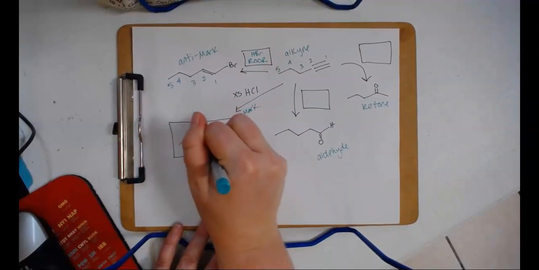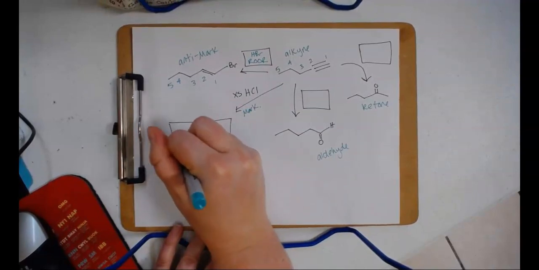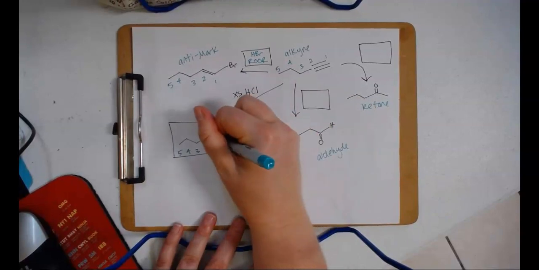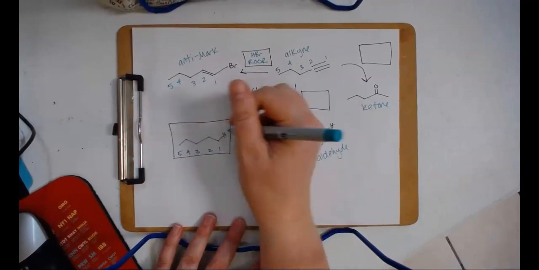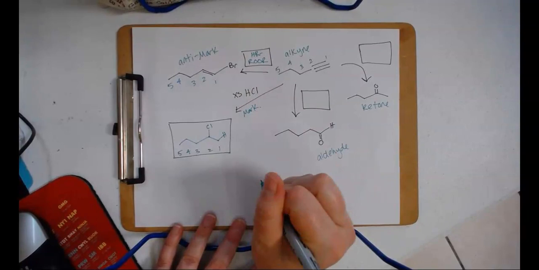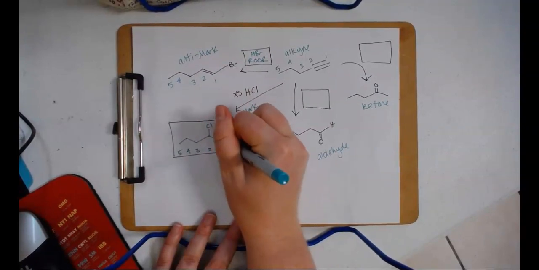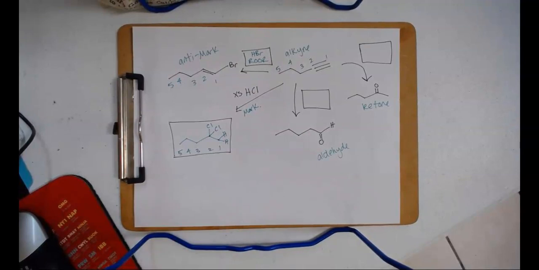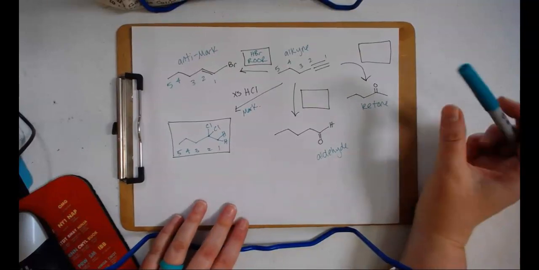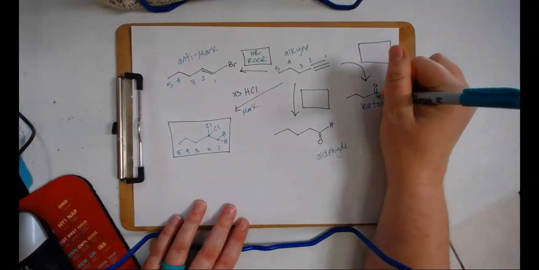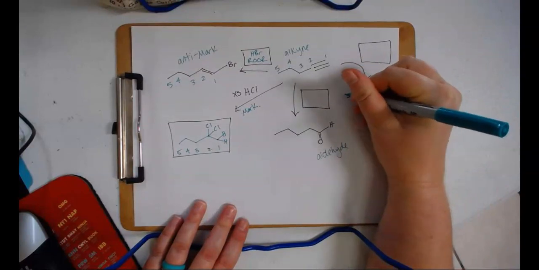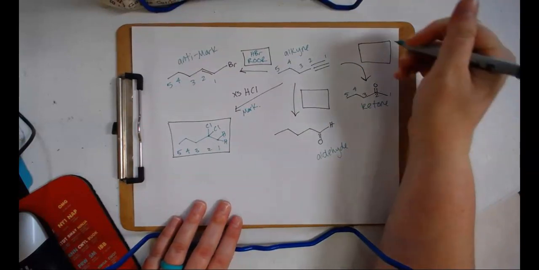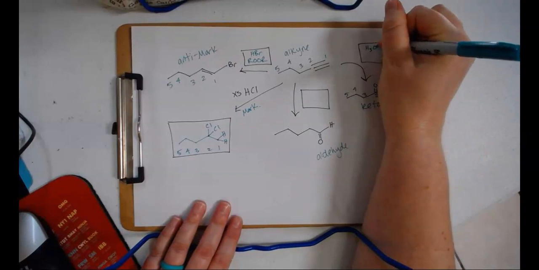So 1, 2, 3, 4, 5. So I'm going to draw in my hydrogens. I know my hydrogen will add to carbon 1, chlorine will add to carbon 2, and it's going to add again. So there's my second hydrogen and my second chlorine. Of course, we don't have to draw those hydrogens, but it just helps to show where everybody went. And then to create our ketone over here, 1, 2, 3, 4, 5, just making sure we have the same number of carbons there, we're going to use acid catalyst.